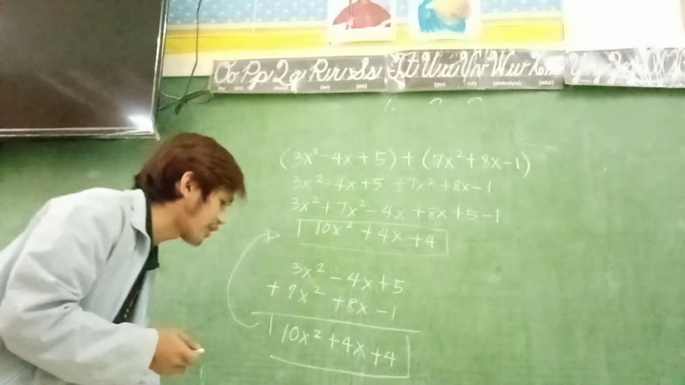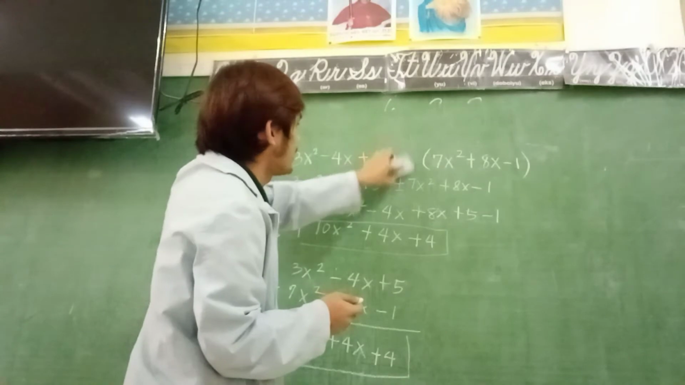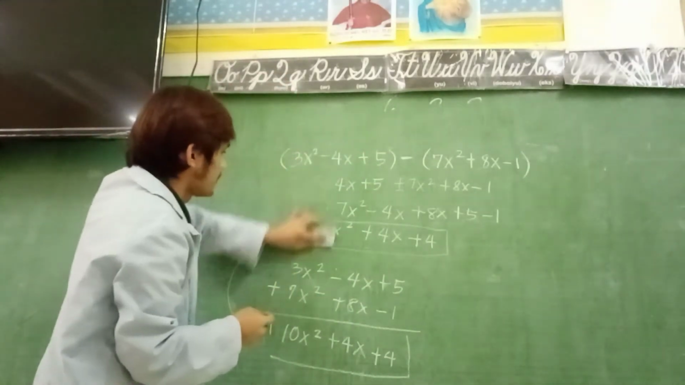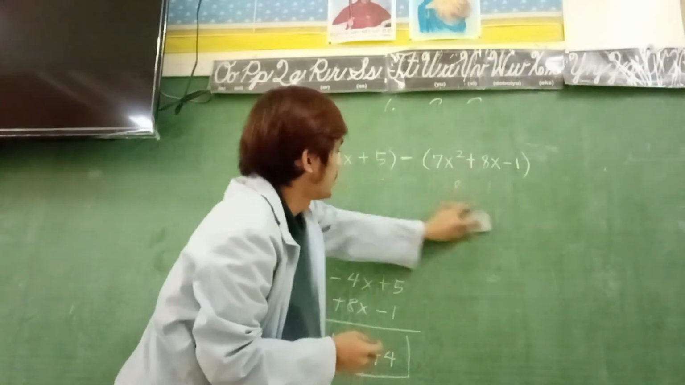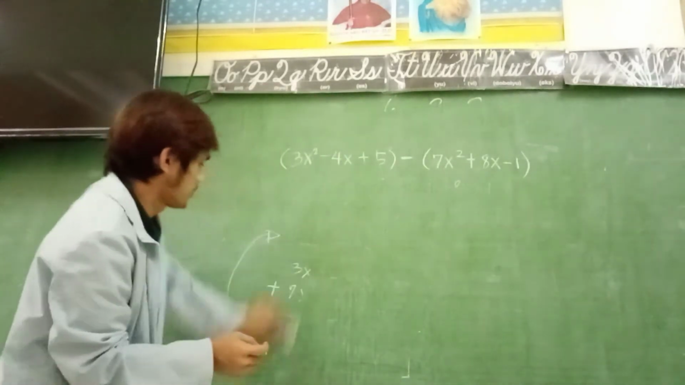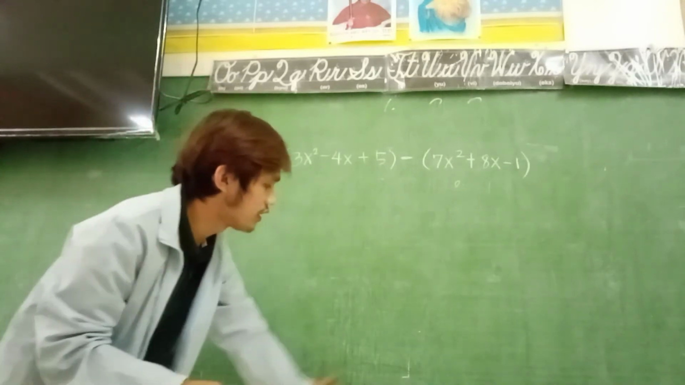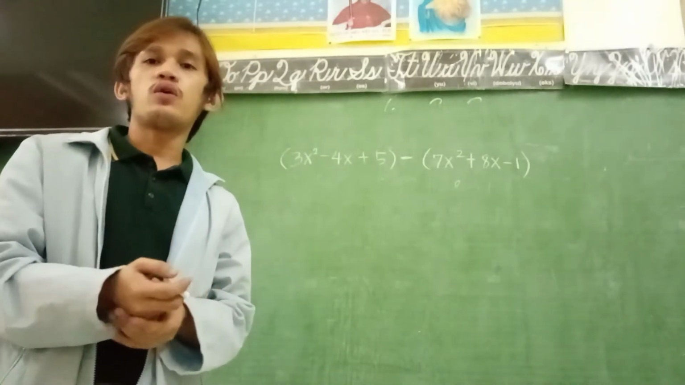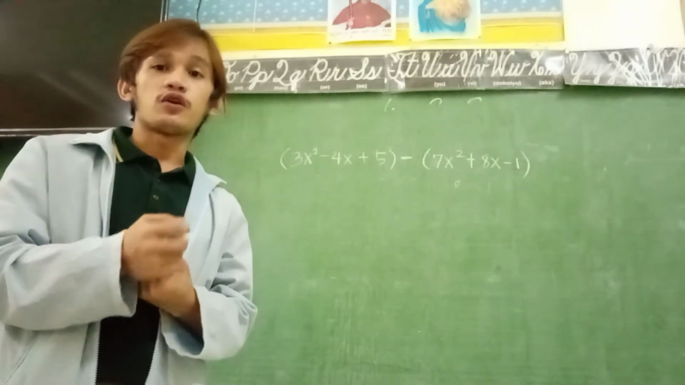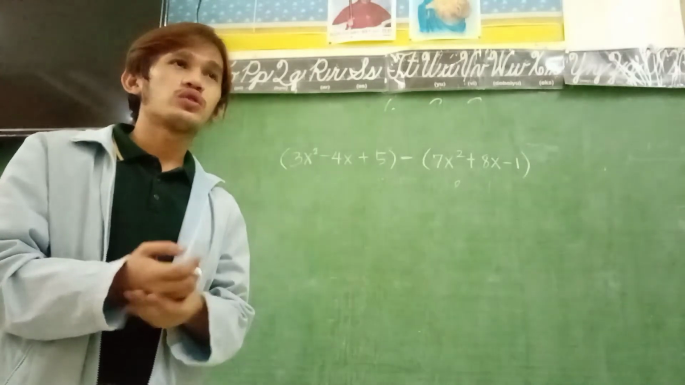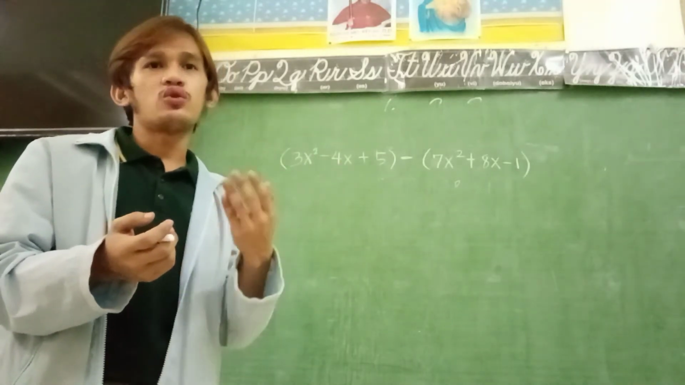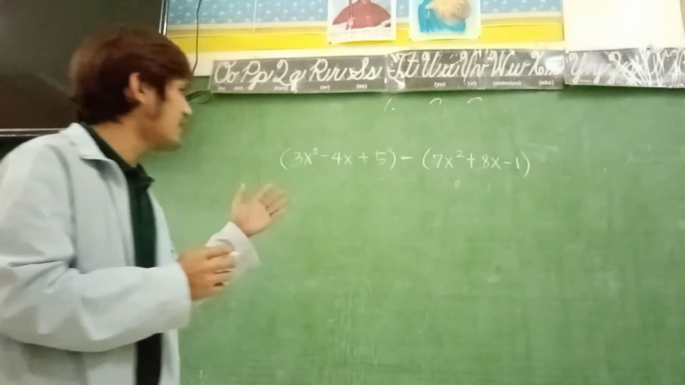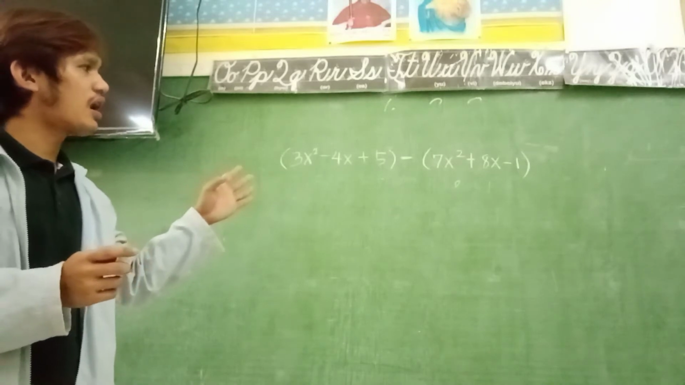So let us try to subtract naman. So let's remove this. So let's make this minus. How are we going to subtract polynomials? In subtraction, we also have two methods on how we are going to do that. Same lang din ang addition. We can use either horizontal or vertical method. So let's see first yung vertical.